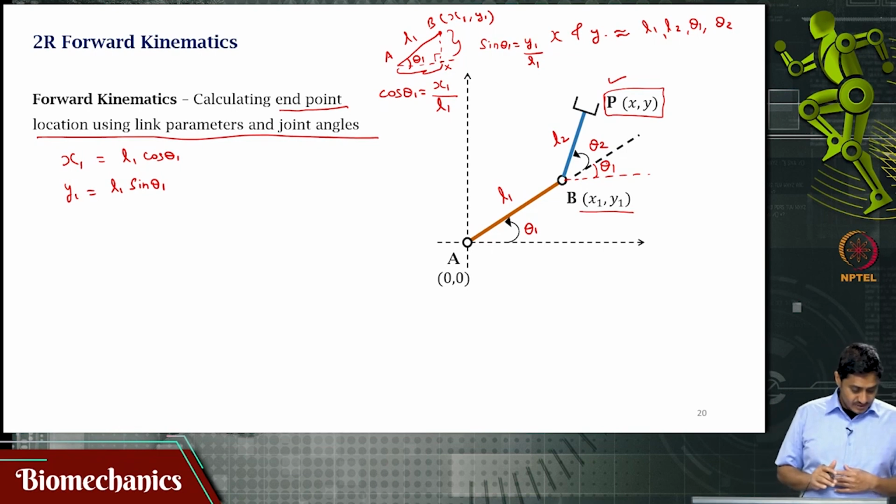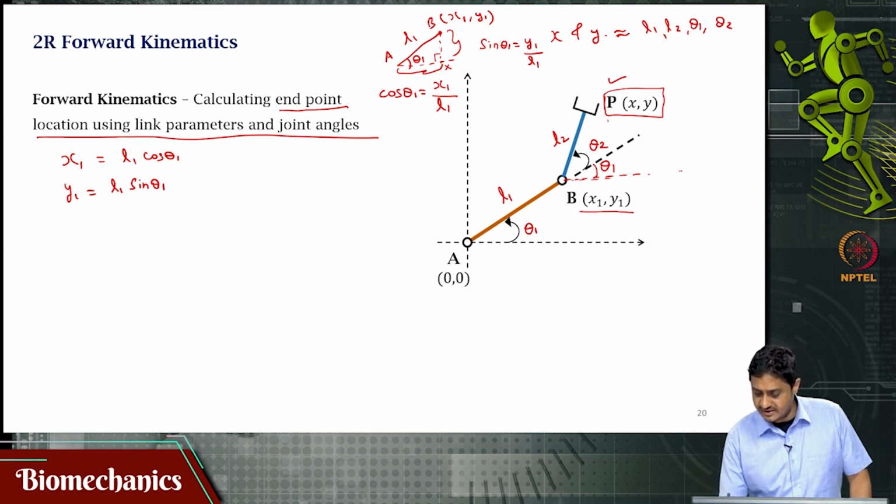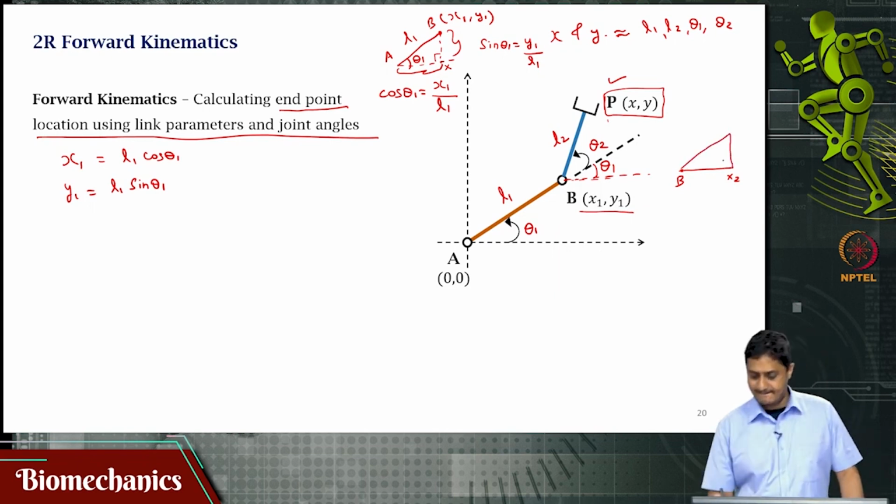Now, if I am interested, I can perform a similar analysis. I will leave this as an exercise to you. So, in the right triangle B x2 P, right.